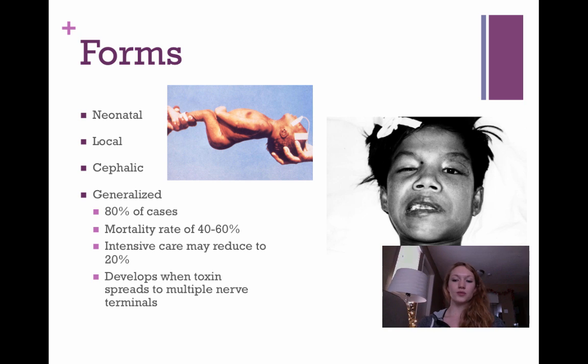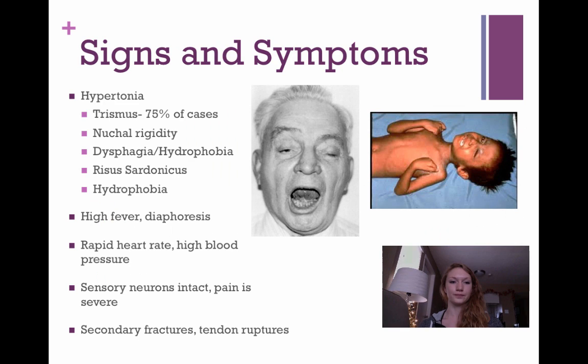The last and most common form is generalized, which comprises about 80% of cases and has a mortality rate of 40 to 60%, though it can be decreased by intensive care to around 20%. This last form develops when the toxin spreads through lymphatic fluid or blood to multiple nerve terminals and affects more than one area of the body.